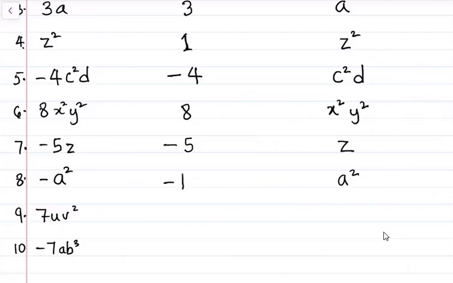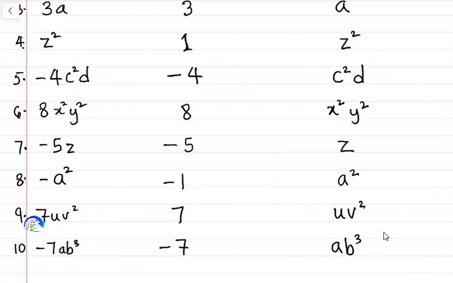Just like we saw in number 4, we have 1 times z squared will give us z squared. Minus 1 times a squared will give us minus a squared. So that minus 1 is the coefficient. For number 9, we have 7, and the variables will be u and v squared. And lastly, for number 10, we have minus 7 and a b cubed.